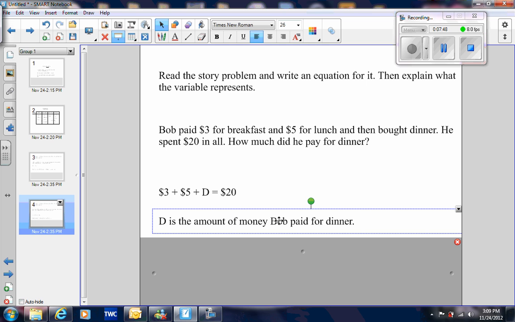All right, so I hope that you're able to write equations. Our next lesson is going to be all about solving those equations.